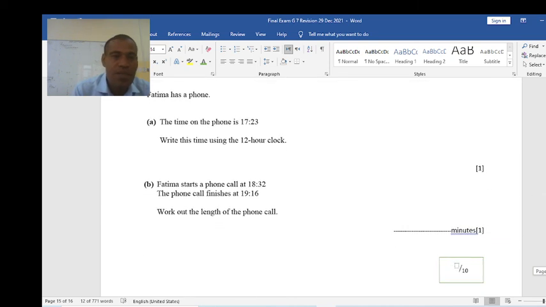Now we move to the last question. Fatima has a phone. The time on the phone is 17:23, which means 23 minutes past 5 PM. Write this using the 12-hour clock. This is the 24-hour clock, and I want to write it using the 12-hour clock. It means I subtract 17 minus 12, which gives 5. So the answer is 5:23, of course PM. Okay, this is the answer.